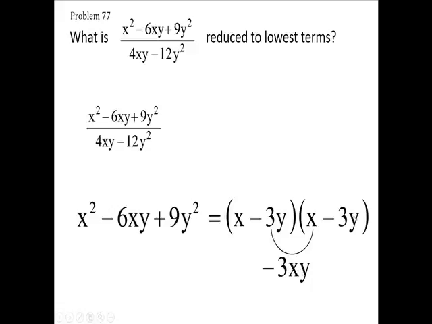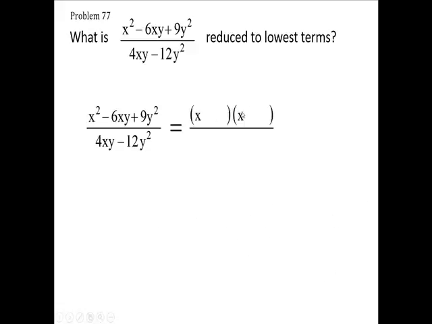How about the outside terms? We said the outside terms were this x and the minus 3y. As you multiply them, what do you get? Negative 3xy. If you add those, you end up with negative 6xy. So this is what we call a perfect square trinomial, where you're getting x and x and minus 3y and minus 3y.